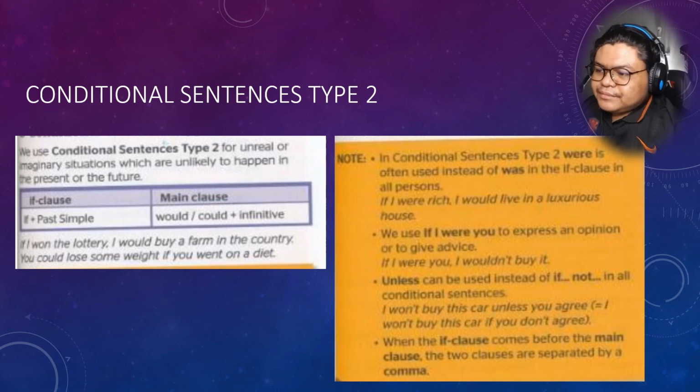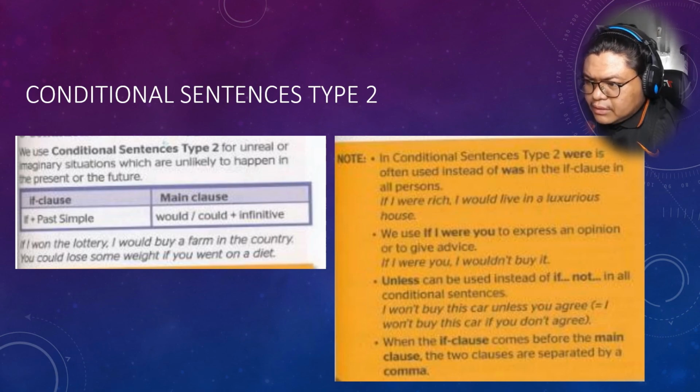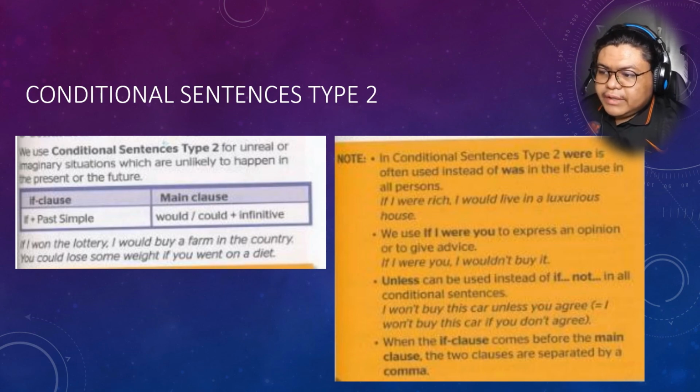Yeah? Right. Next one, unless. Okay, unless can be used instead of if not. Okay, in all conditional sentences. I would buy this car unless you agree. Okay, apa tu? Tak nampak. Oh, dia sama dengan I would buy this car if you don't agree.